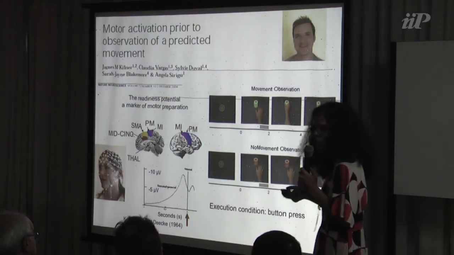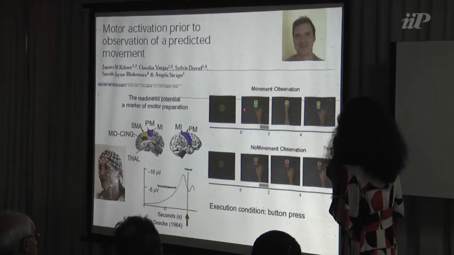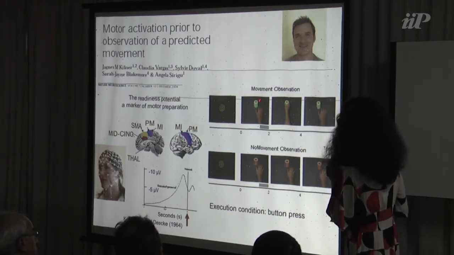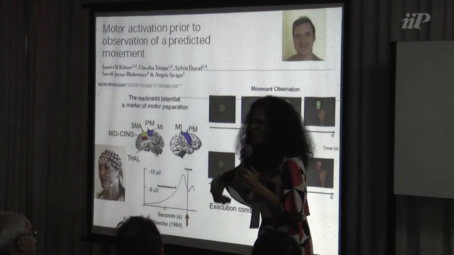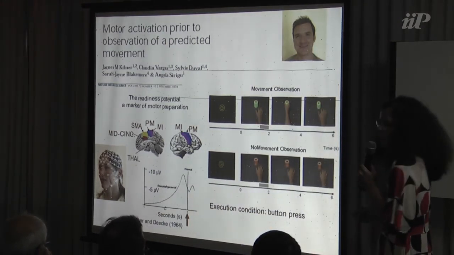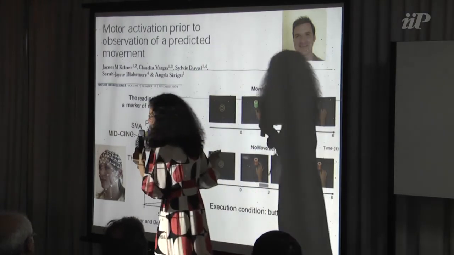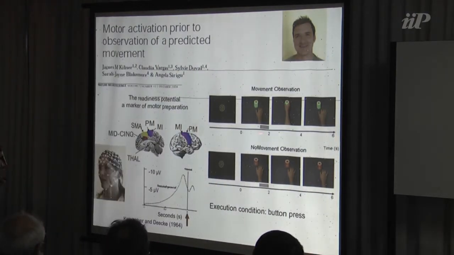So it's a marker of motor preparation before execution, and it was used in this paradigm to identify a brain marker of the fact that each time you see a movement, you produce an estimate, or you prepare to make an estimate of the movement that is going to occur. So the subjects knew beforehand that the green condition would correspond to the movement observation, that there would be a movement on the screen, and in the red condition there would be no movement. Yes.